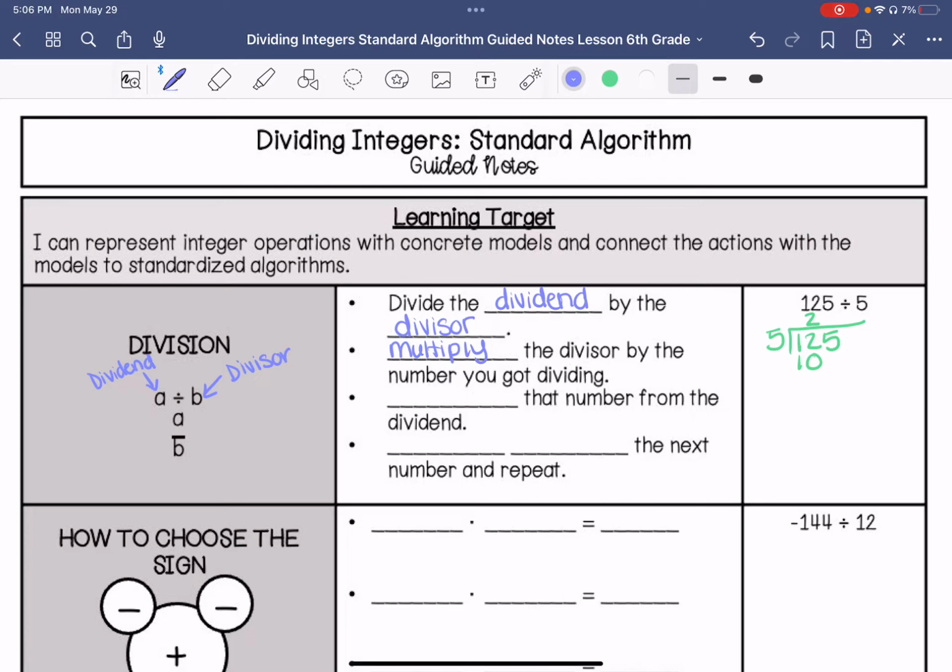And then you are going to subtract that number from the dividend. So I'm going to do 12 minus 10 and get 2. I'm going to bring down the next number and repeat until I get 0. So I'm going to bring down the 5. 5 goes into 25 5 times. So 5 times 5 is 25. Subtract them and I get 0. So my answer is 25.